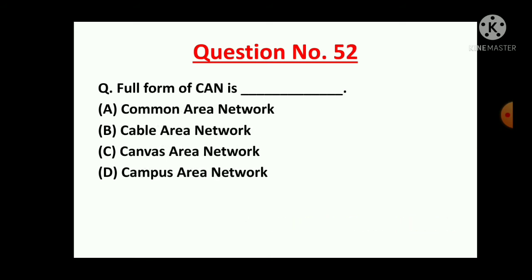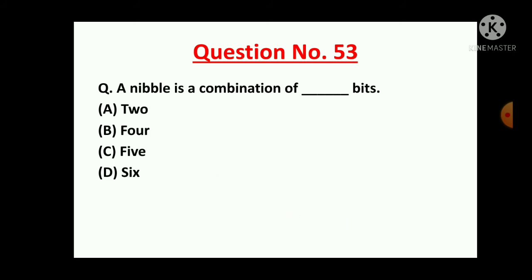Question number 52. Full form of CAN is common area network, cable area network, canvas area network, campus area network. It is option D, campus area network. Coming to question number 53. A nibble is a combination of dash bits: 2, 4, 5, 6. It is a combination of 4 bits. Option B.